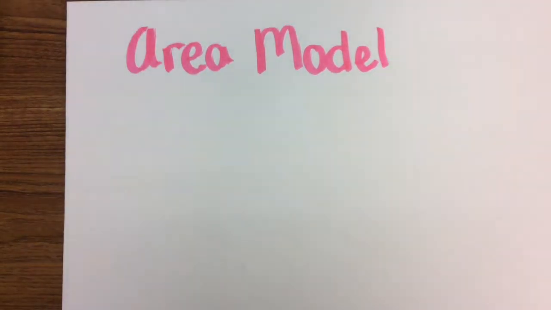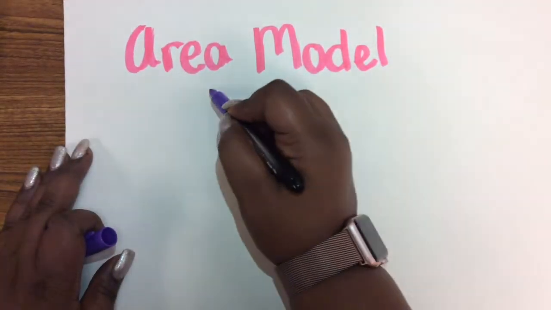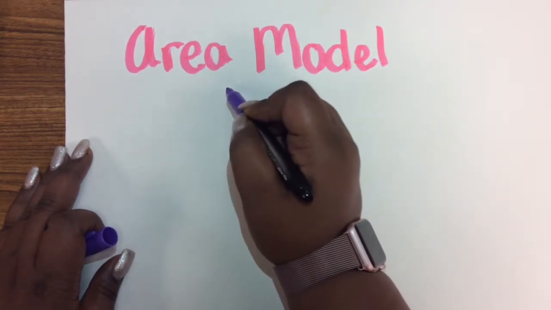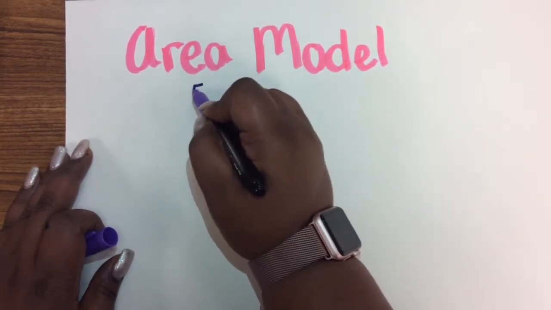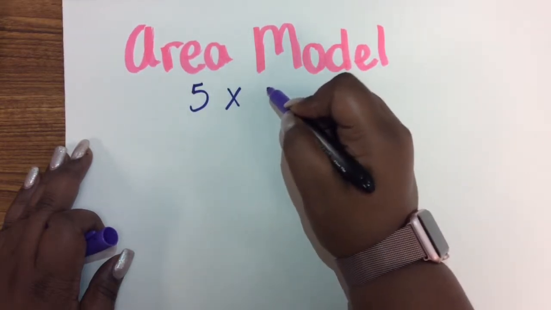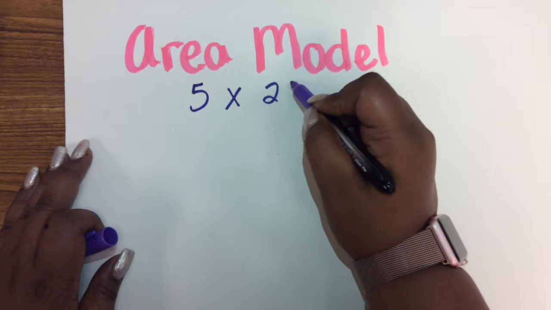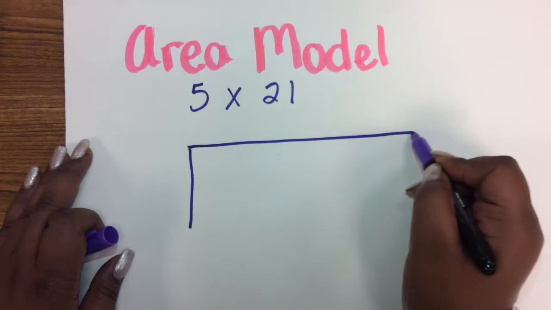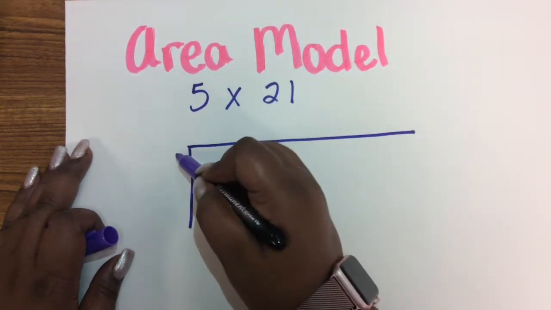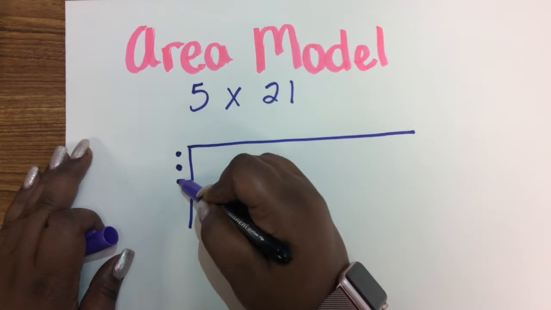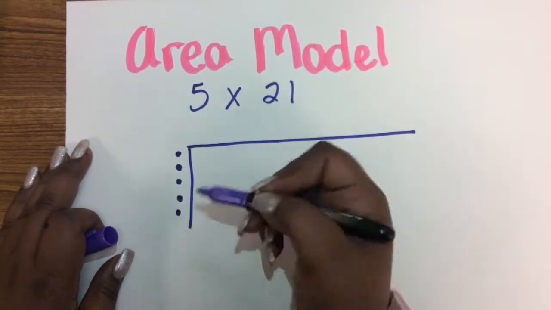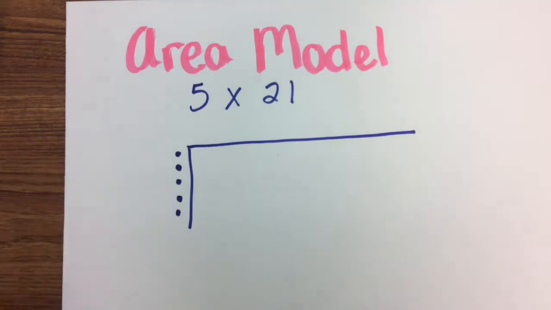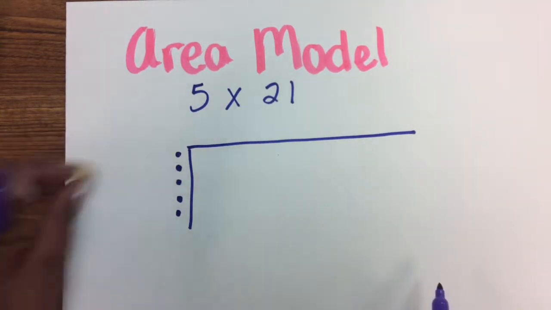Now I showed you how to do the area model with base 10 blocks, but a lot of times people don't have base 10 blocks at home, which I understand. So let's do this. I'm going to do a pictorial representation of the base 10 blocks. So I'm going to do 5 times 21. Okay? So I'm just going to do a pictorial model right here. So I'm going to do 5 right here. This represents my 5. And these little dots, they just represent my units, okay? So let's pretend that they are these cubes, okay?